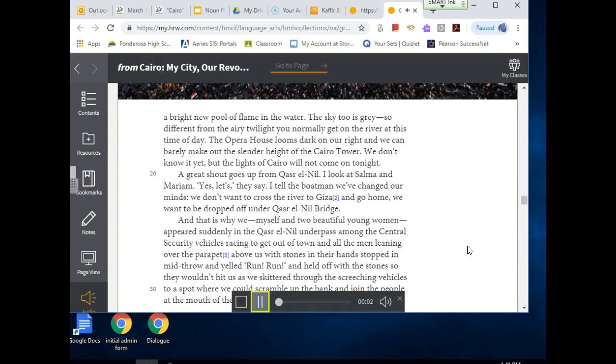The sky, too, is gray, so different from the airy twilight you normally get on the river at this time of day. The opera house looms dark on our right, and we can barely make out the slender height of the Cairo Tower. We don't know it yet, but the lights of Cairo will not come on tonight. A great shout goes up from Kasira Nil.